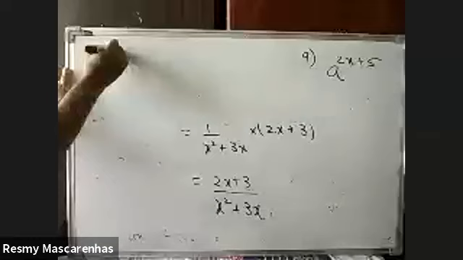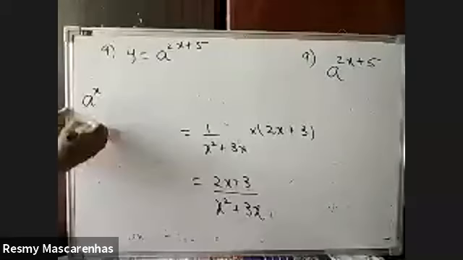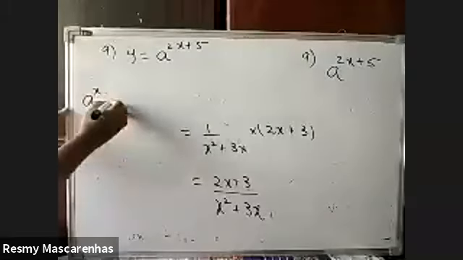So it is in the form of a raised to something. Whatever it is, just assume it to be x. The whole thing is x. Now you know the derivative of a raised to x from the table. The derivative of a raised to x is a raised to x log a.